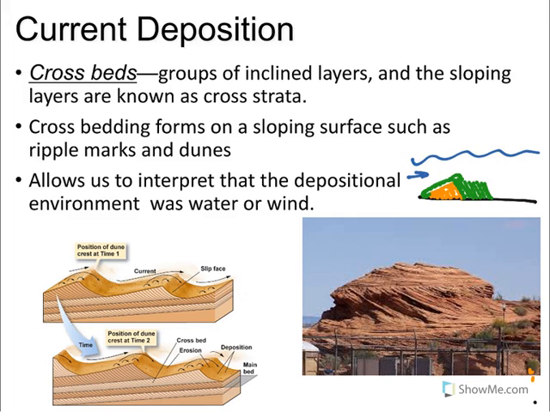The reason why we call them cross beds is because I can't see the whole ripple, so in order to tell which way the current is moving, I need to make an X. I need to go across them.